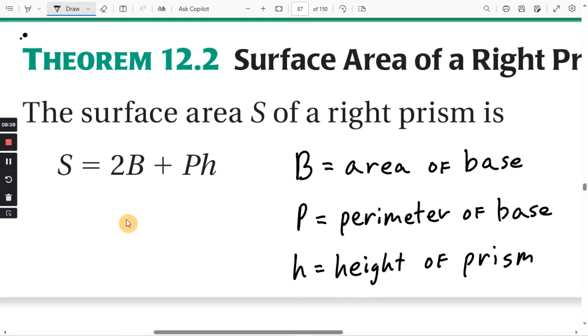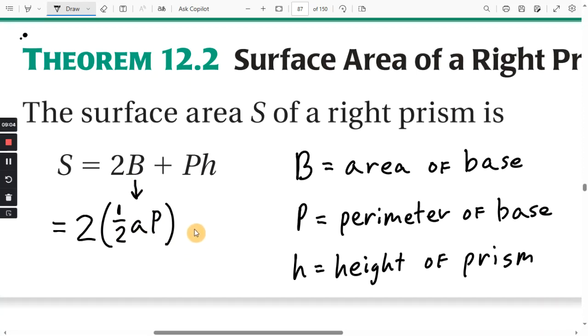So we learned in the past, for the area of a regular polygon, we have the 2 right here, and the area of a regular polygon we learned is 1/2 apothem times perimeter. So that B, that area of the base, can be broken up into this formula right here. And we still have the plus PH. Now if you do 2 times 1/2, 2 divided by 2 will just cancel, and you're left with AP plus PH.